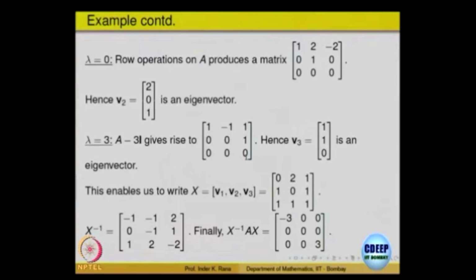Rank again is 2, nullity is again 1. You see, we have got 3 distinct eigenvalues. So, the dimension of each null space is going to be 1 anyway, it cannot be more, because each vector is going to be there and they are going to be linearly independent. So, if you are getting something else, then you are making a mistake in your computations.